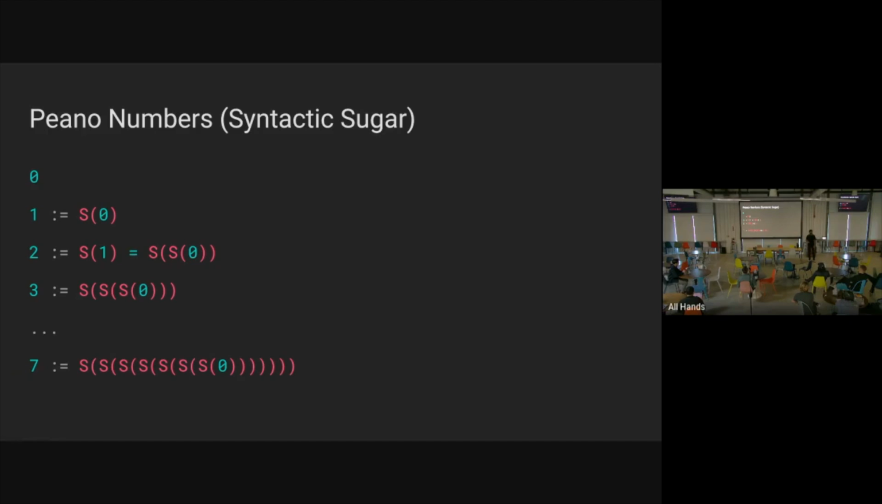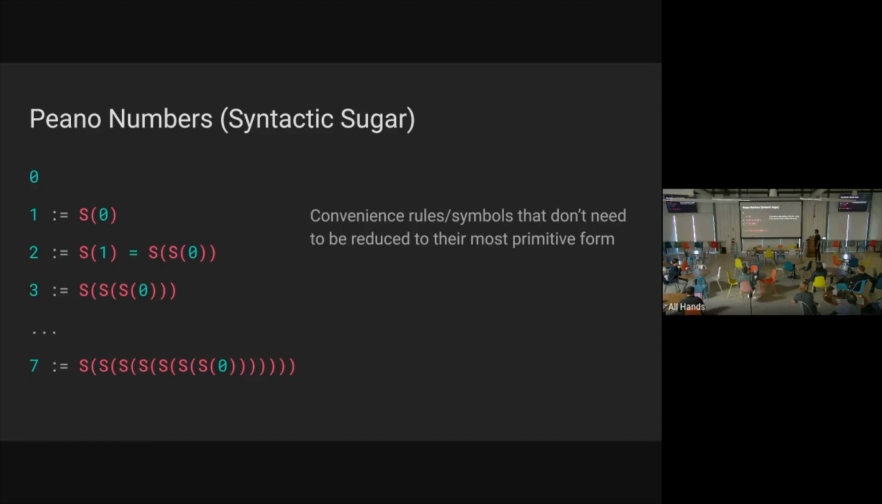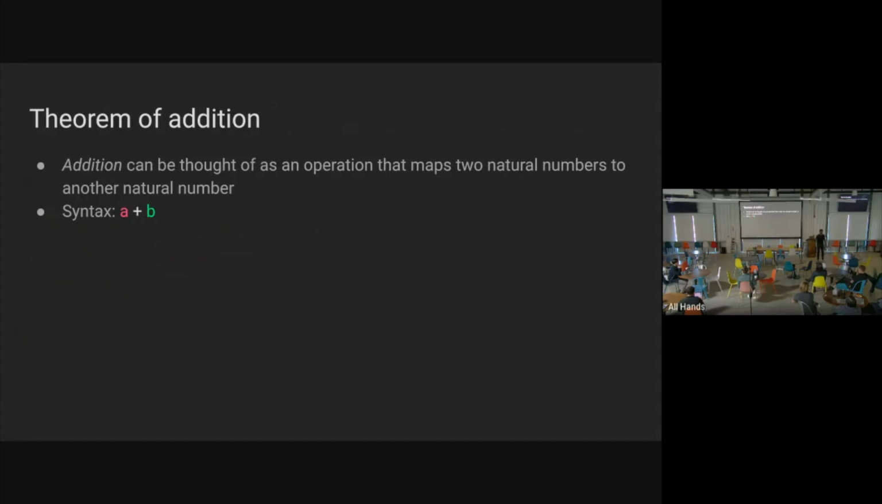I think you guys get the idea, right? We haven't added any new information here, right? And in theory, when we do our math, if we were Peano, we would prefer to reduce the form all the way down into this thing over here, but that's just too confusing, so we're okay with the syntactic sugar representation on the left. Sound good? Okay, so syntactic sugar is sort of convenience rules or symbols that we don't need to further reduce down into the primitive forms. So let's now define addition.